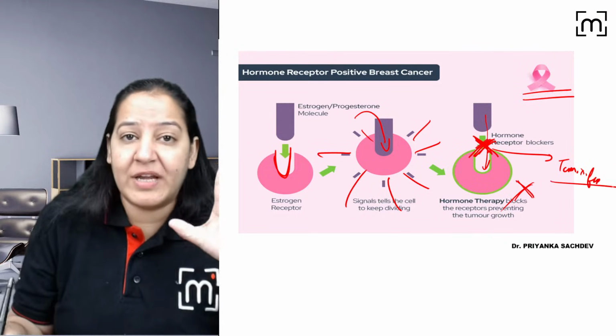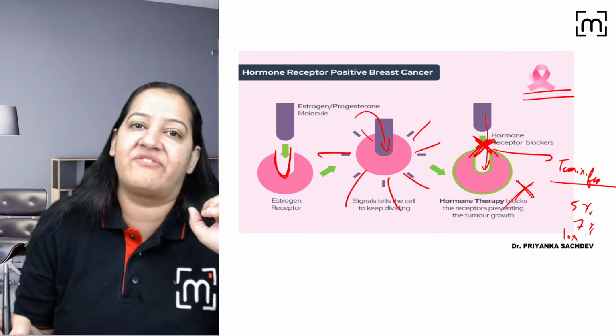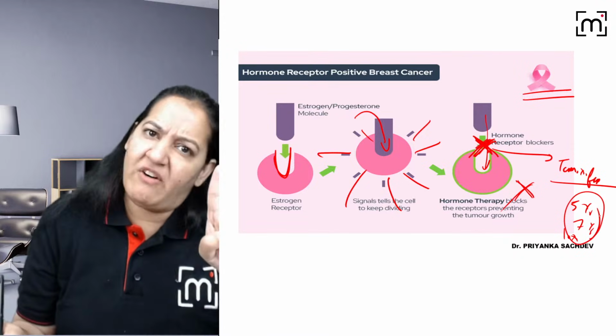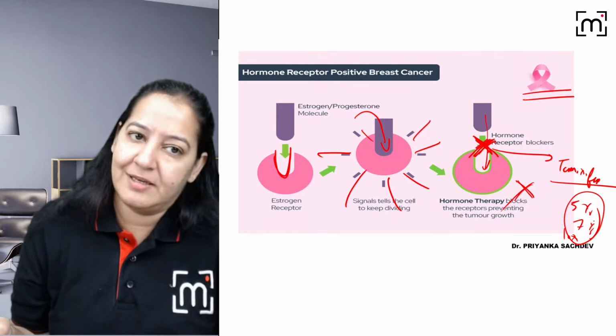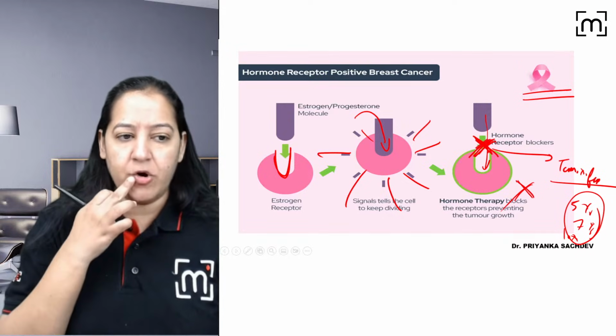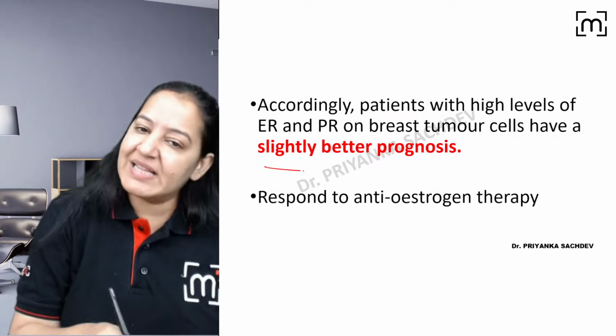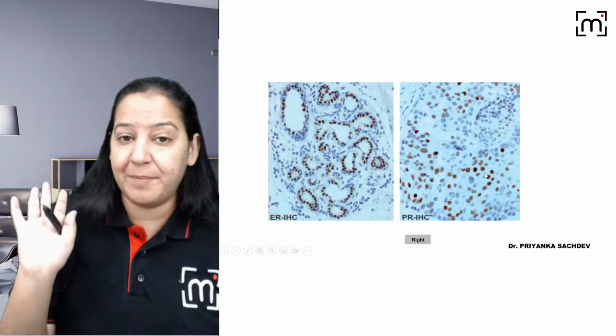So the female has to take this tablet for at least 5 years or 7 years or 10 years after the diagnosis of breast cancer. Daily she has to take 1 tablet. It is very cheap, not very costly. Give me a thumbs up. This is hormonal therapy. You got it. So these cancers which are ER/PR positive have a slightly better prognosis.